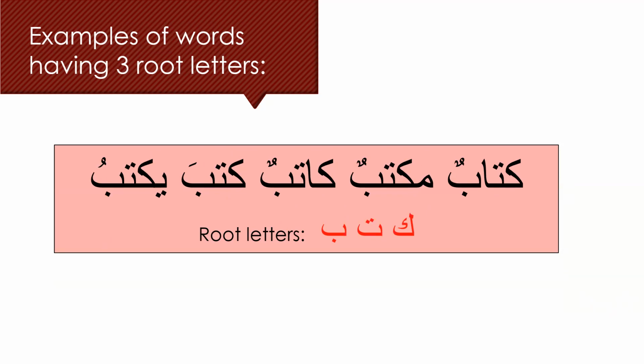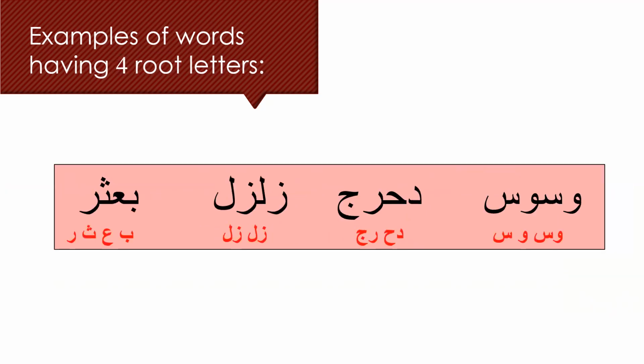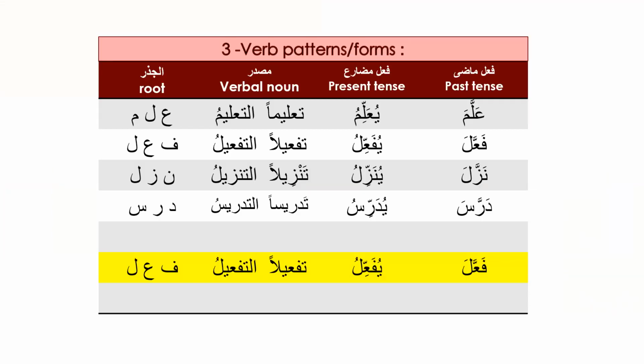Then we had different examples for three-lettered words and four-root-lettered words. And then we learned about the family two pattern, and inshallah, we'll see all the families soon, and how the words in this family have the same pattern and the same form, having a shadda in the middle.